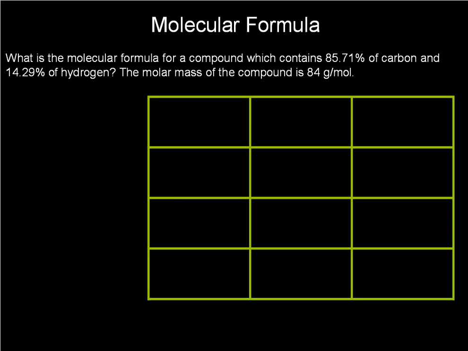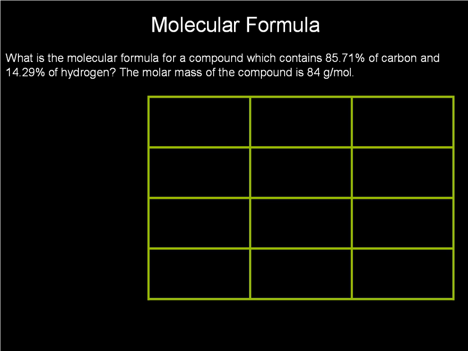Okay, the last thing that we need to cover today is molecular formula. For molecular formula, we need to have the information about the empirical formula. So when we have percentages, the first step is always calculating the empirical formula. Why? The empirical formula is the minimum ratio between the elements.